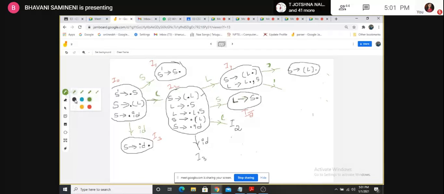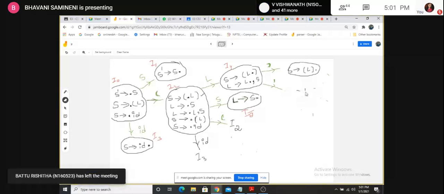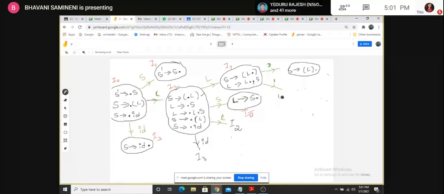Now this will be changed like this. The production can be written as L derives L comma. So this dot can be shifted to next to this comma, and this is S, right? So now this S, I'll reduce the space. Then it will be easy to define the transition later.